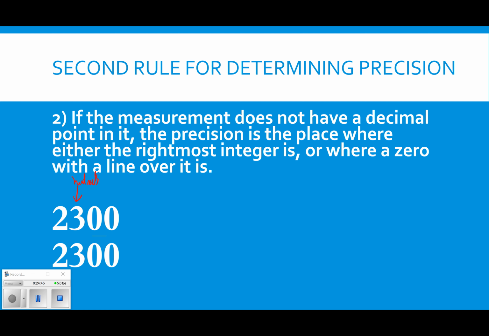Or where we have a 0 with a line over it. So in this case, this line is over the 0, right beneath it. And that tells us where the precision is. So in this case, it would be in the tens place.